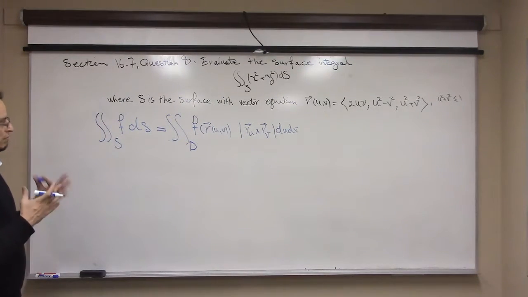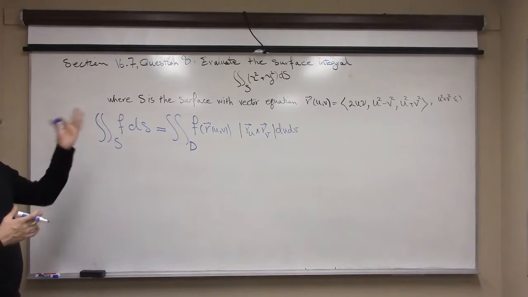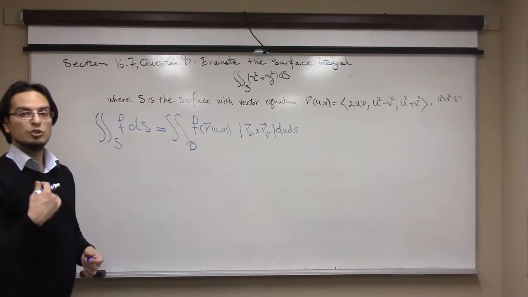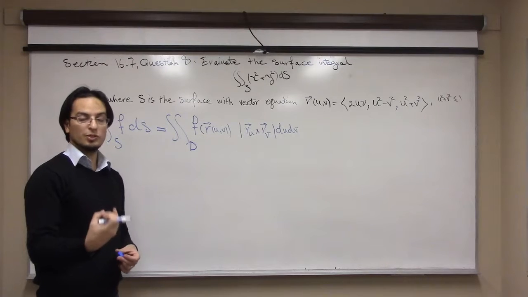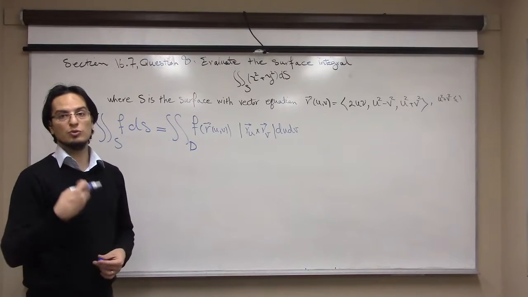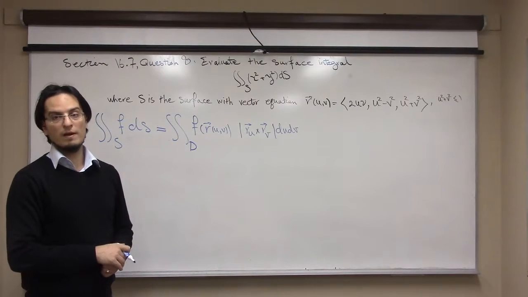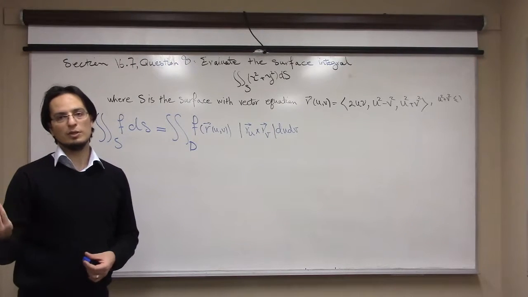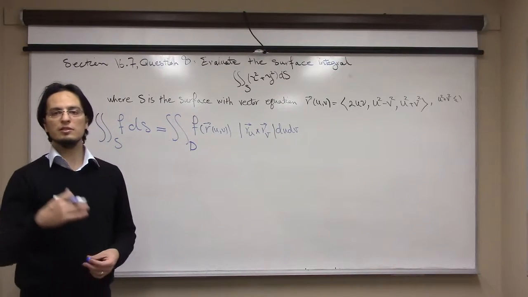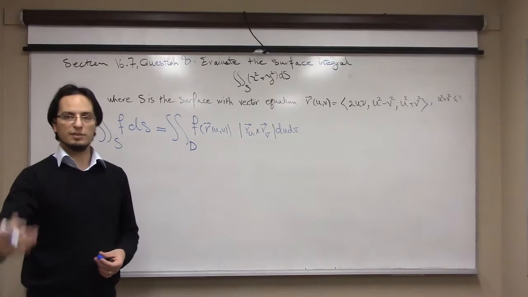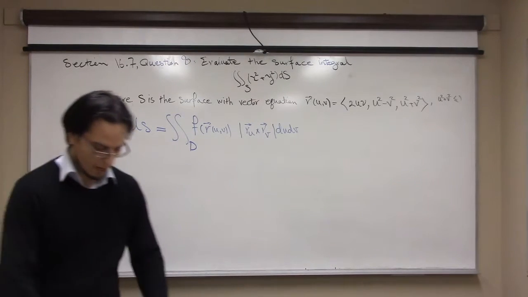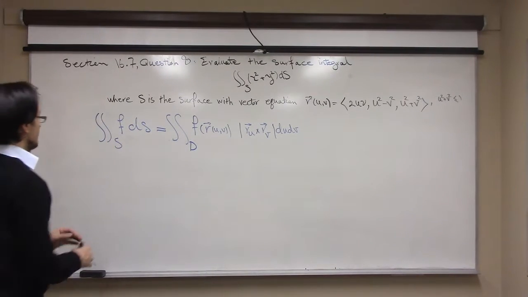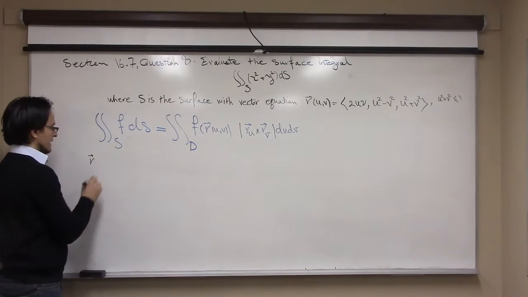Okay? So if your surface is given by that, those are the steps you have to apply to make your surface integral a double integral. When you have a double integral, then you know what to do. The next step is to make it an iterated integral, integrate the inner one, integrate the outer one, and so on. Okay, now let's do this for our case.